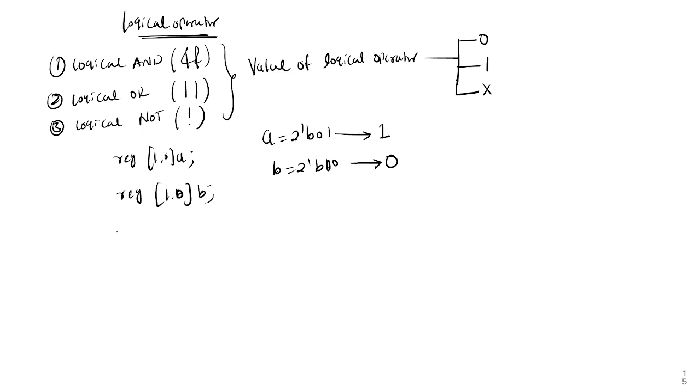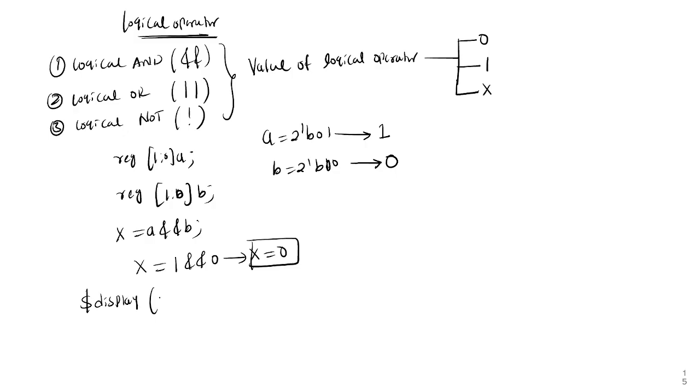Here we are taking x equal to a logical AND of b. That means x equal to 1 logical AND of 0. So what is the value of x? x equals 0. If I display using the system task $display("the value of x is %b", x), when you execute this, you will get x equal to 0.